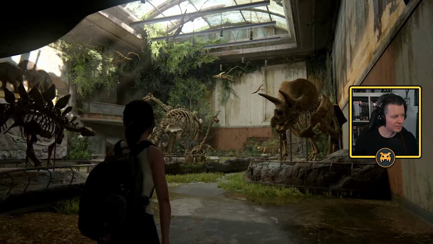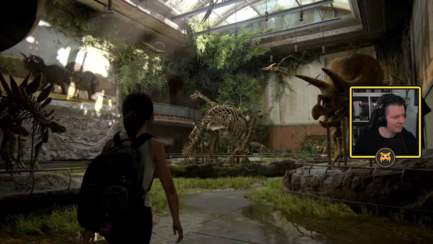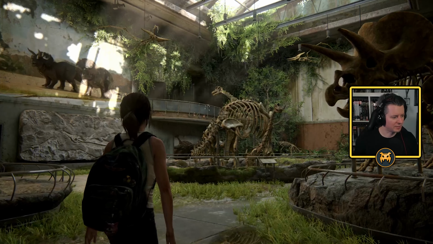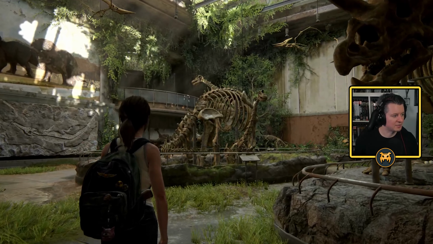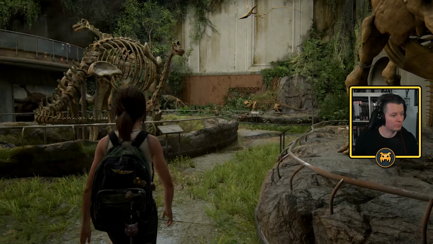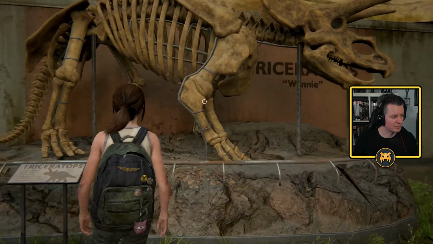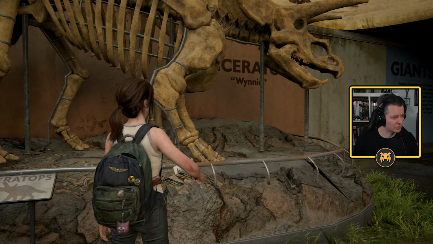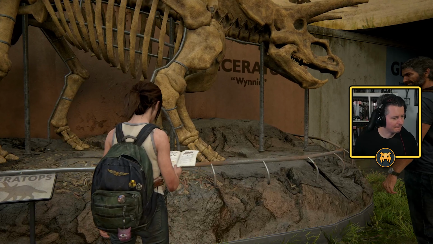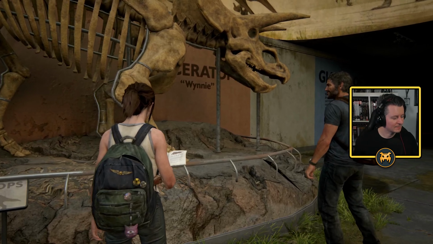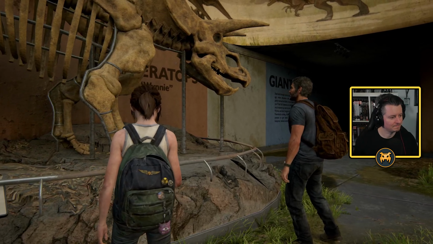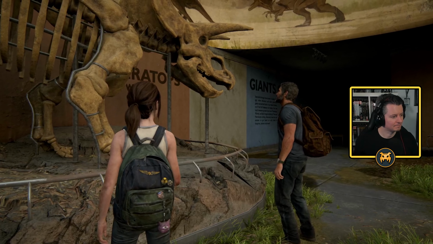So here we go into the main part of the museum. And it's at this point I think it gets really interesting, because I have the opportunity to interact with so many different objects in this space. A lot of these exhibits have interactions, and in fact, let's just trigger one right now with the Triceratops. Triceratops means three-horned face. You would not want to be on the business end of that horn.